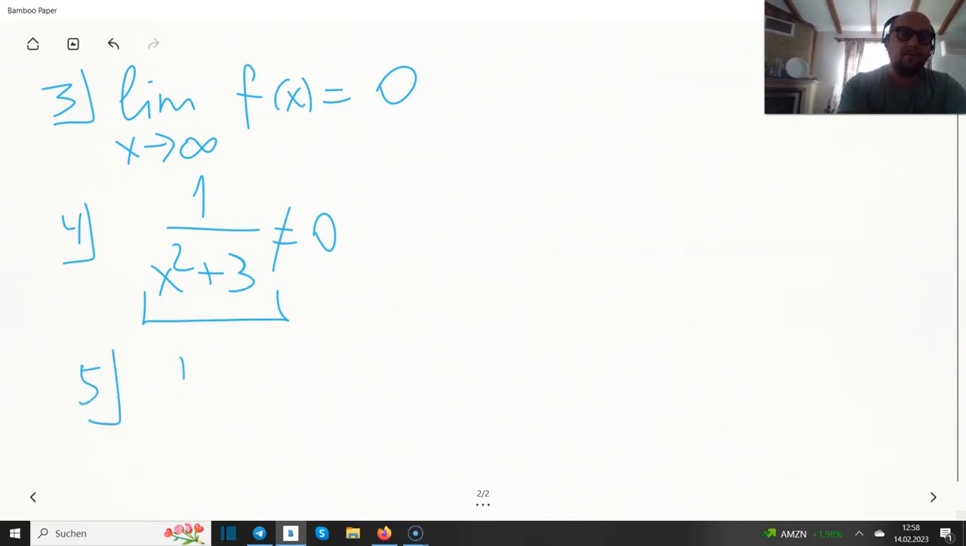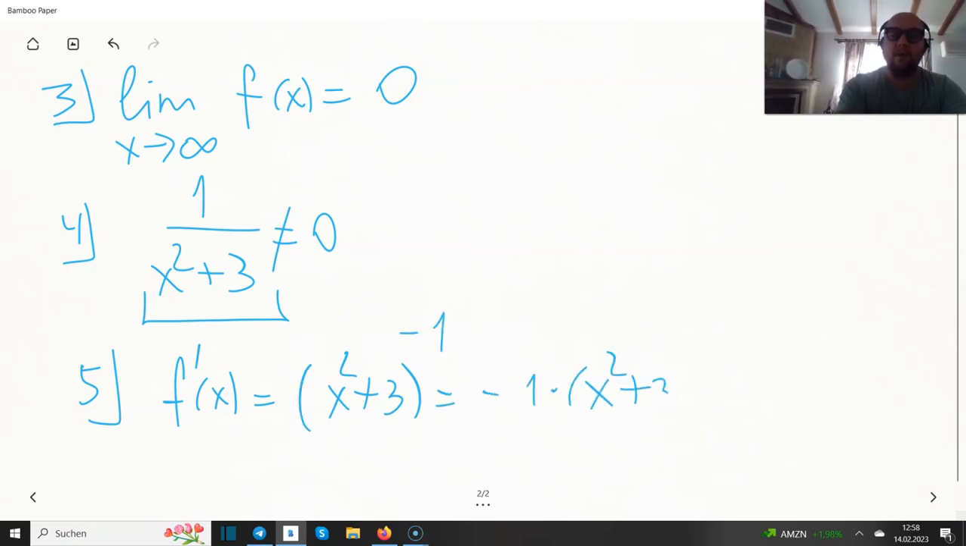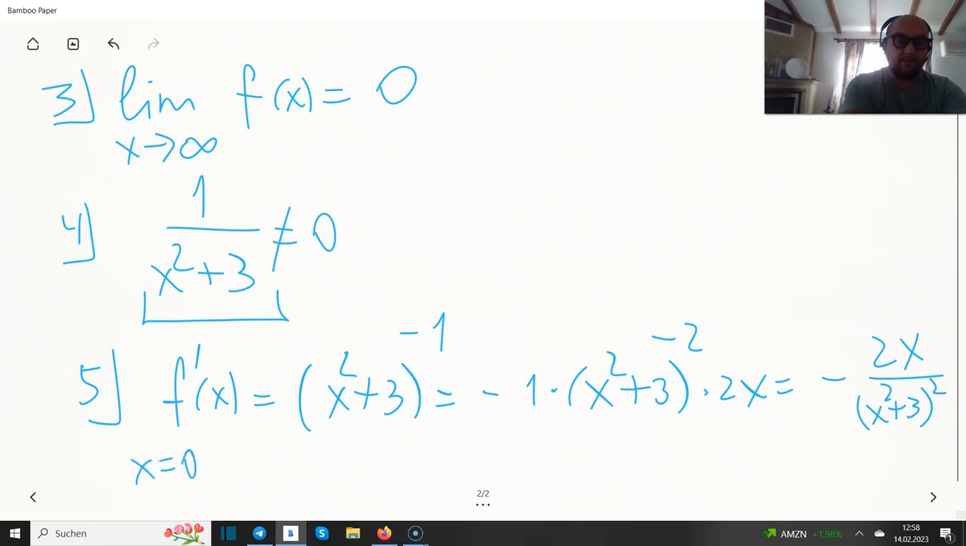Extreme values, f prime of x. So basically we can rewrite it as x squared plus 3 to the power of minus 1, which is minus 1 times x squared plus 3 to the power of minus 2 times 2x. So we're going to get minus 2x divided over x squared plus 3 squared. All right, so where is this fraction equal to 0? Obviously at 0.